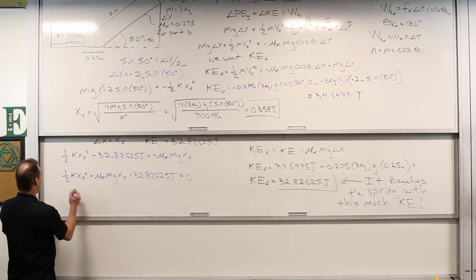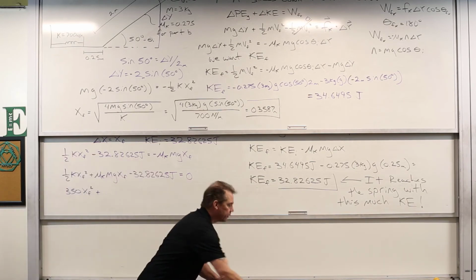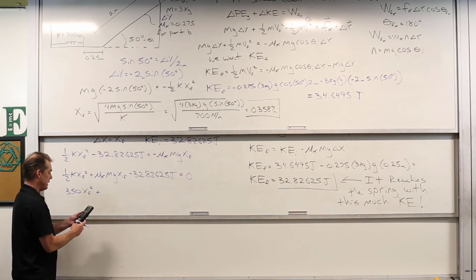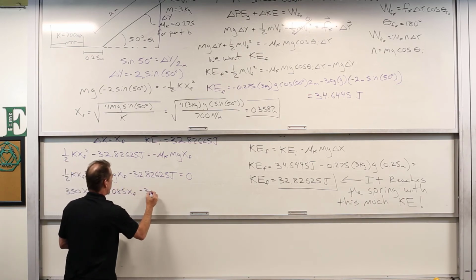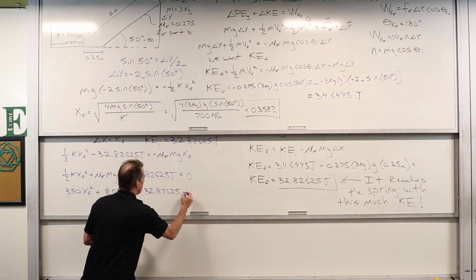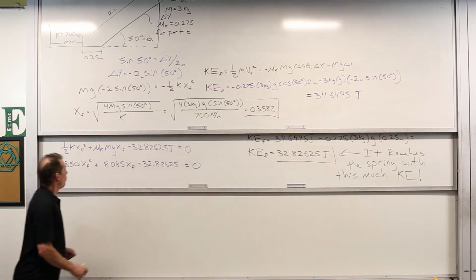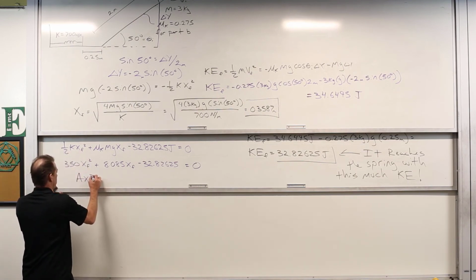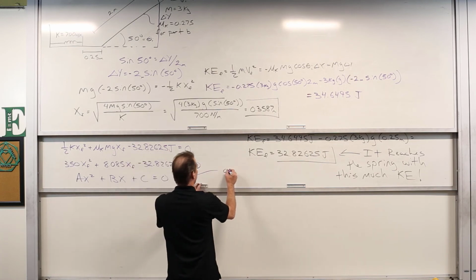So let us get these terms here. k times 1/2, that's going to be 350. So we've got 350 x final squared plus, let me compute that out really quick, 0.275 times 3 times 9.8. That's going to be 8.085 x final minus 32.82625 joules is equal to 0. I'm leaving the units off of these. So what do we get? We get an ax squared plus bx plus c is equal to 0. Hey, quadratic solve.